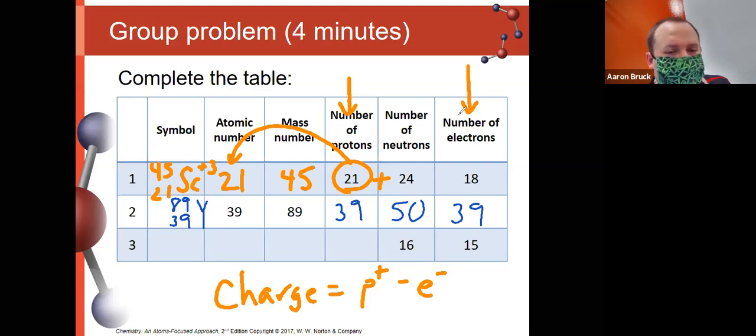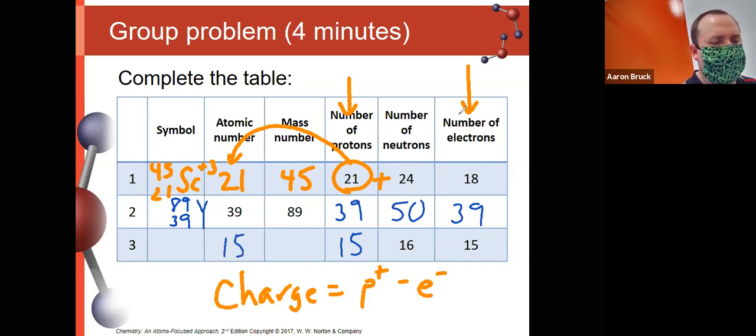Number 3, we can do kind of the same thing. 15 electrons, let's just assume neutrality. That would mean 15 protons, which would mean an atomic number of 15 and a mass number of 31. I put that into my symbol, 31, 15, and element number 15 is P for phosphorus.